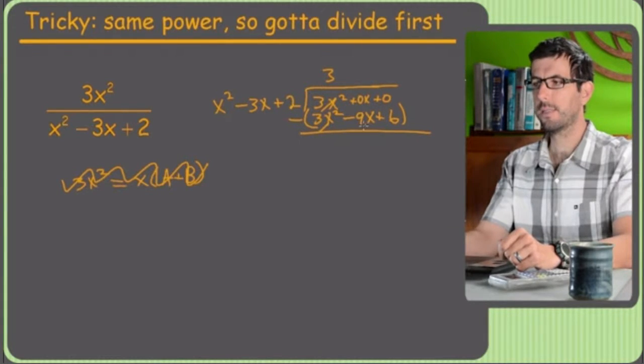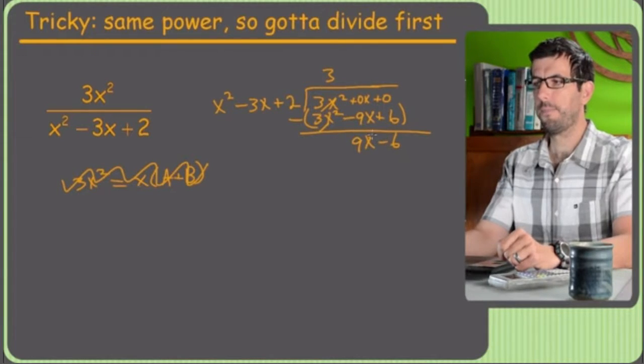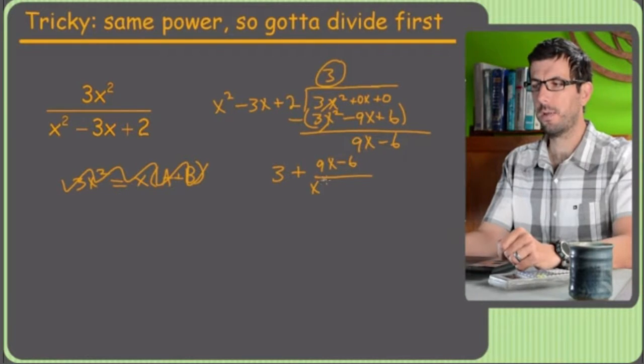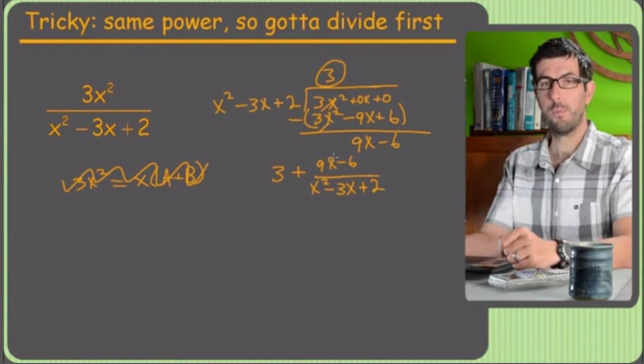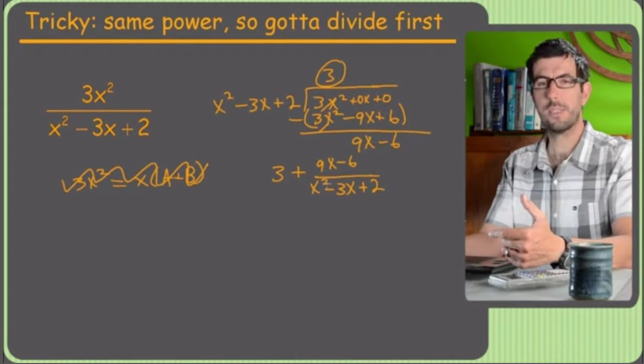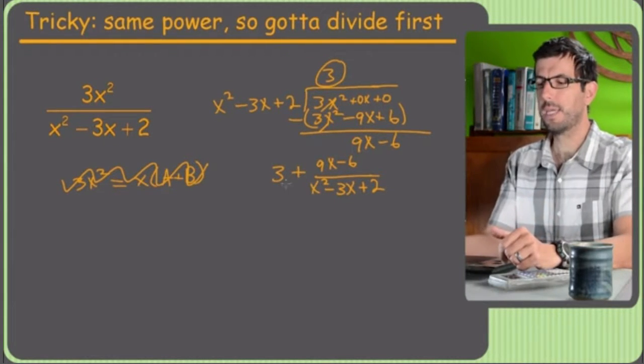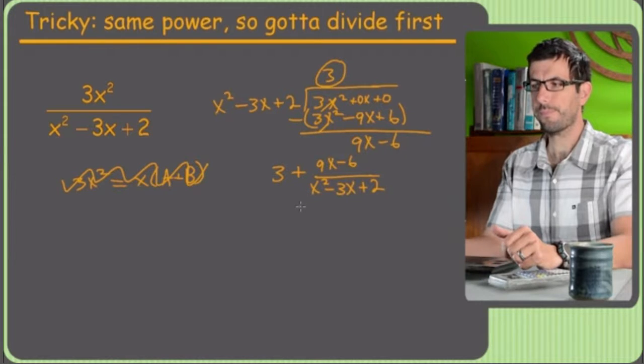So when I subtract, these cancel. I get minus a negative 9x, that's 9x, minus 6. All right, so that means that my answer is 3, and my remainder is 9x minus 6. So I'm going to rewrite this as 3 plus my remainder, 9x minus 6, over x squared minus 3x plus 2. At this point, we can do partial fractions, because you'll notice that upstairs now I have an exponent of 1, and downstairs I have an exponent of 2. So it's going to work out this time. The key is to always remember that 3's got to be there.